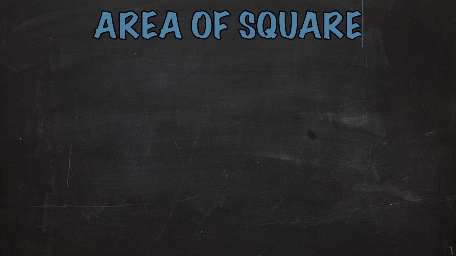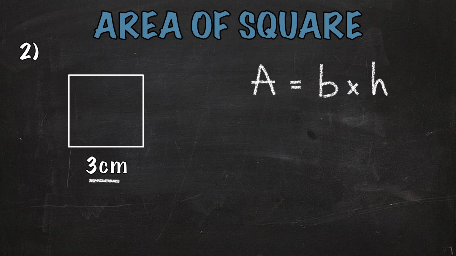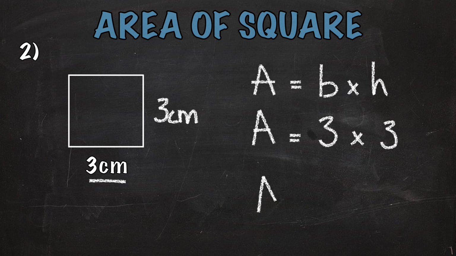Let's try another example. So, question 2. This time we're only given 1 length, but that doesn't matter because a square has all the same sides. So, area is equal to base times height. So, we substitute 3 in as the base and as the height. So, area is equal to 3 times 3. When we multiply this out, we get an answer of 9 and our units will be centimeters squared.